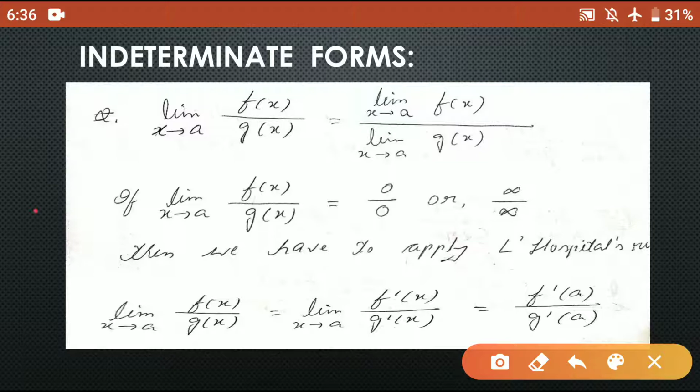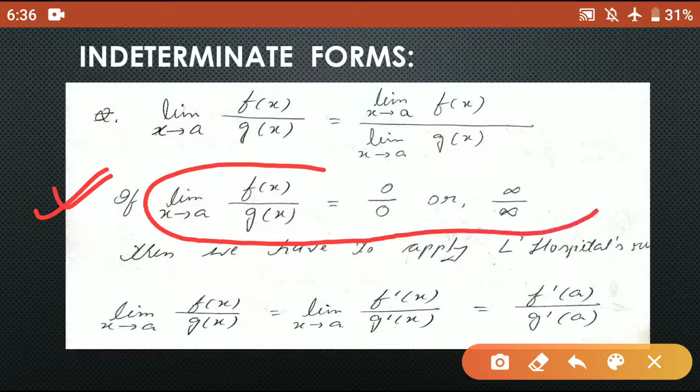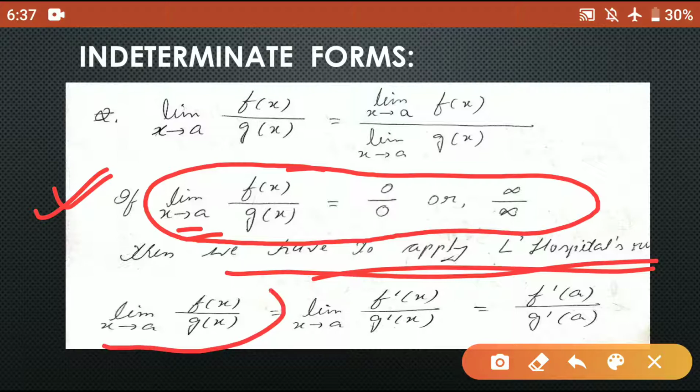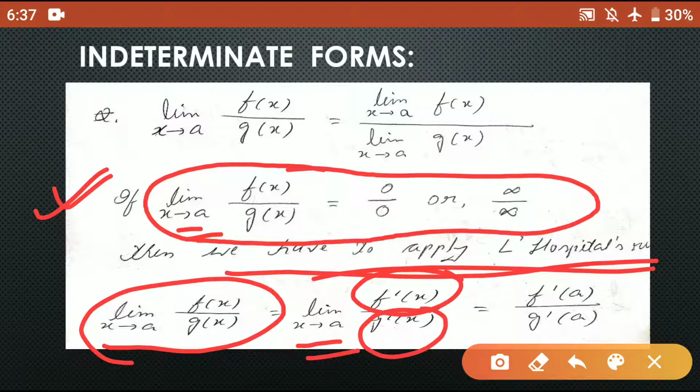You see, if x tends to a, f(x) by g(x) is in the form of 0 by 0 or infinity by infinity whenever we put the value of x equal to a in the given function, then we have to apply L'Hospital rule, and the rule is like this: limit x tends to a, f(x) by g(x) equals limit x tends to a, f dash x by g dash x.